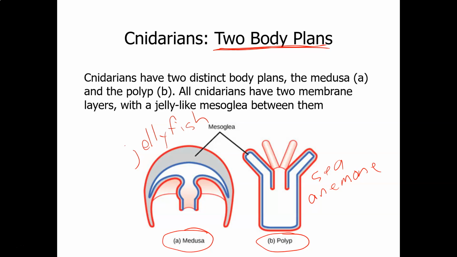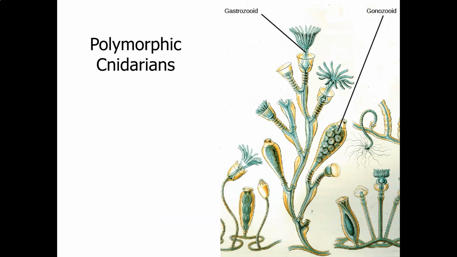And the cnidarians have two tissue layers, and then a jelly-like mesoglea between the layers. So in the medusa, here's where the mesoglea is. It's the gray area. And the tissue layers are called endoderm and ectoderm. There's only two tissue layers in cnidarians.